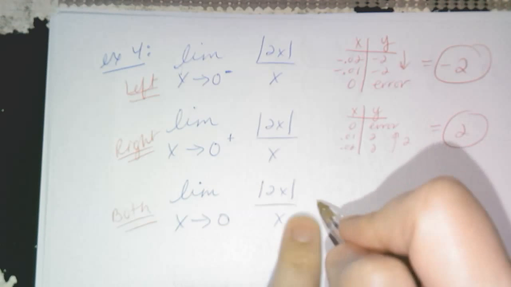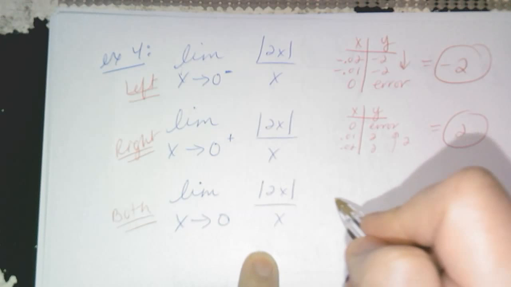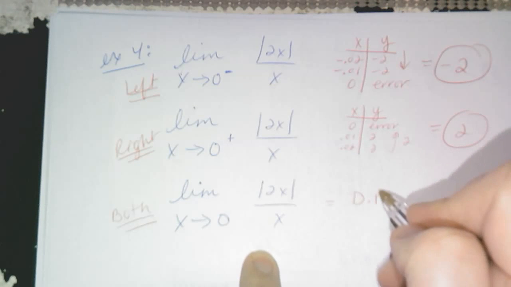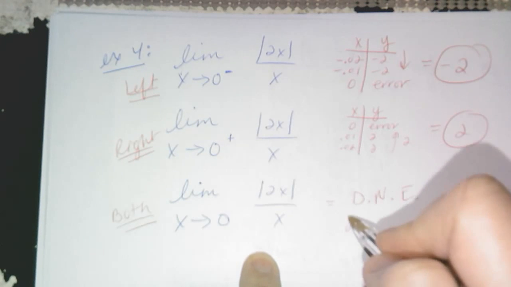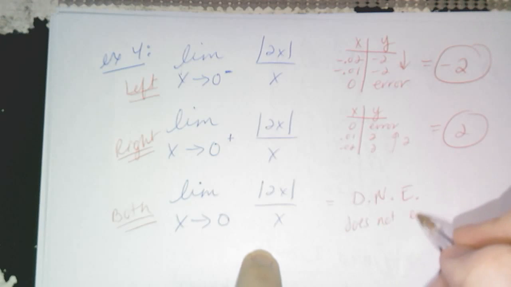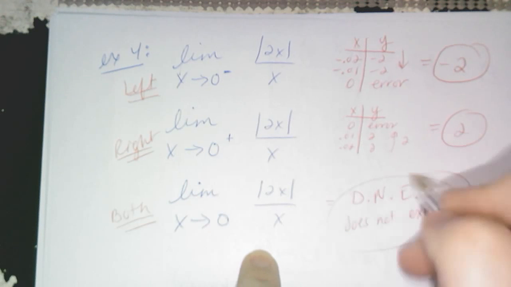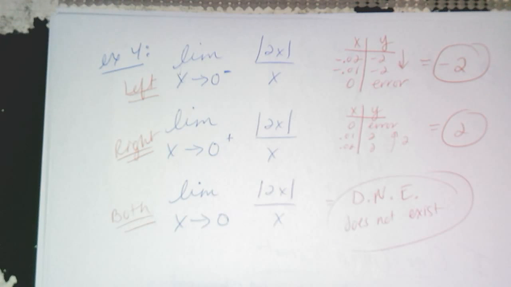So your answer for this one and this one only is, are you ready? DNE, which means does not exist. The limit does not exist. If the right and the left are too different, then the entire existence at that point does not exist. Craziness, but that's what it means. Does that make sense to you?